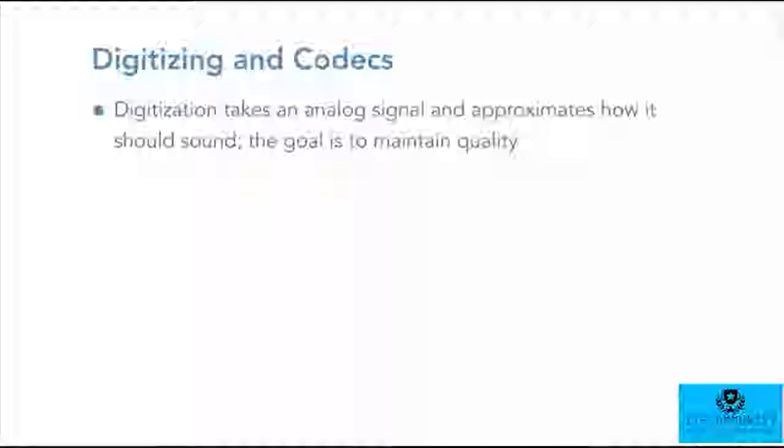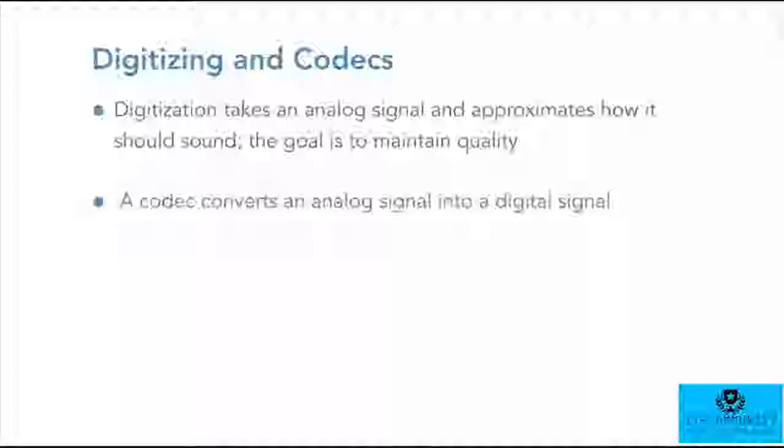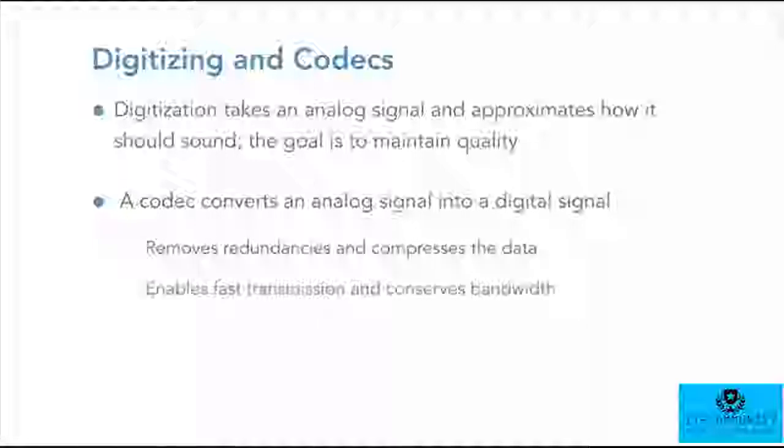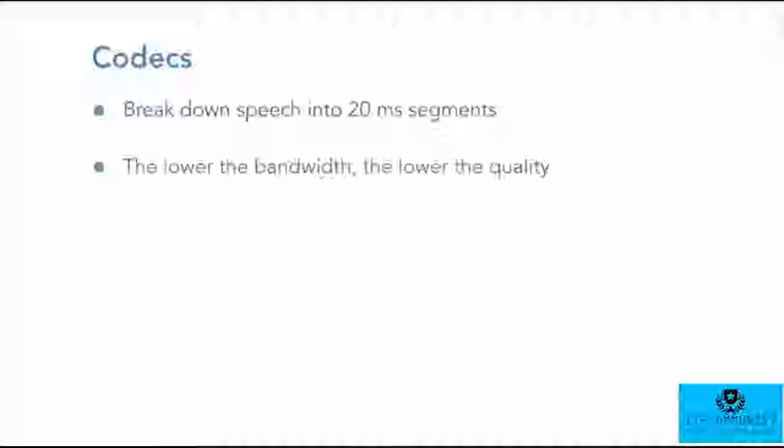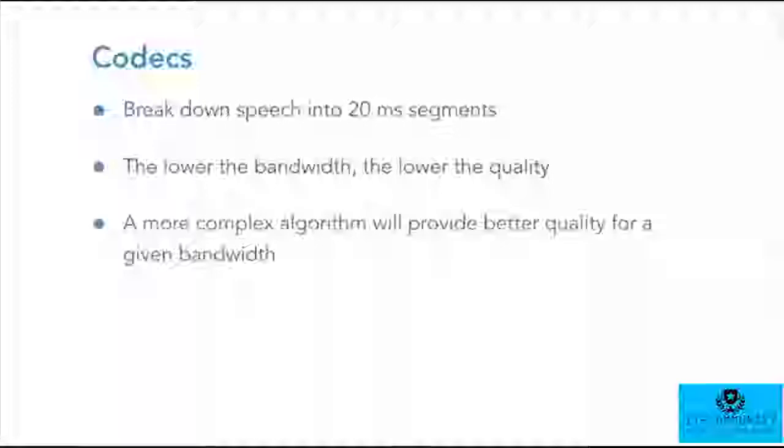Digitization takes an analog signal and approximates how it should sound. The goal is toll quality. A codec converts the analog signal into a digital signal for transmission to remove redundancies and compress the data to enable faster transmission and conserve bandwidth. Codecs typically break down speech into 20 millisecond segments. The lower the bandwidth, the lower the quality. A more complex algorithm will provide better quality for a given bandwidth.